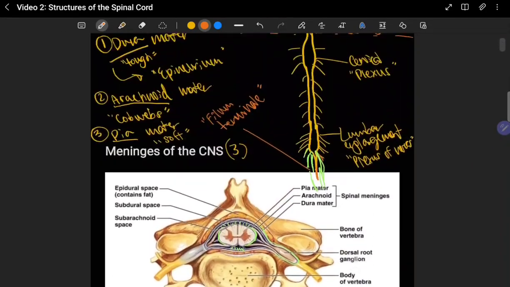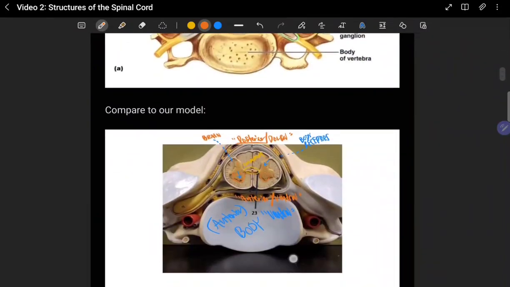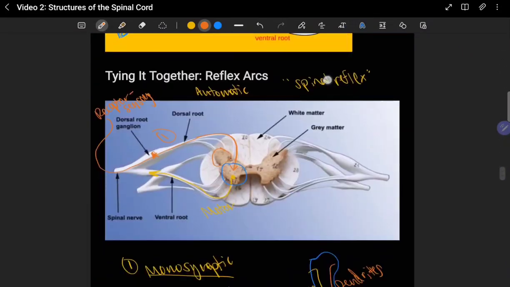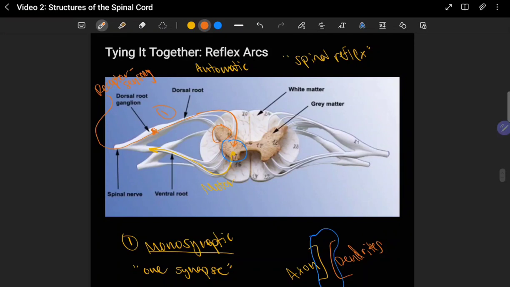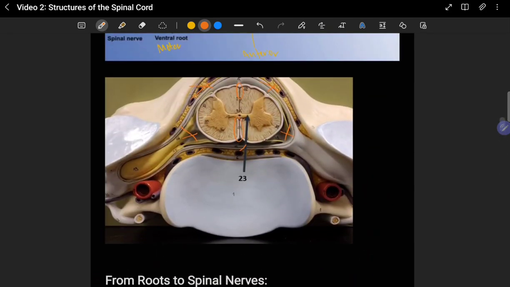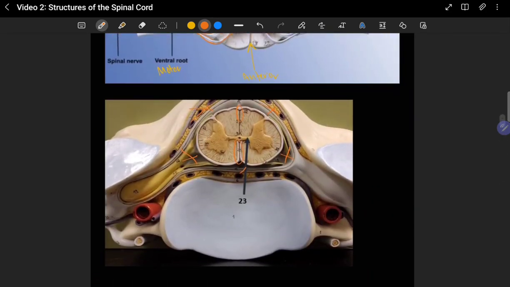Okay, and that's pretty much everything I could ask. So I know this was a lot. I hope this has helped you to understand reflex arcs a little better. But if these are still confusing for you, don't worry too much about it. I would focus more on images like this and just basic structure identification.